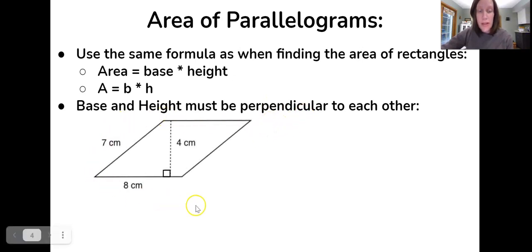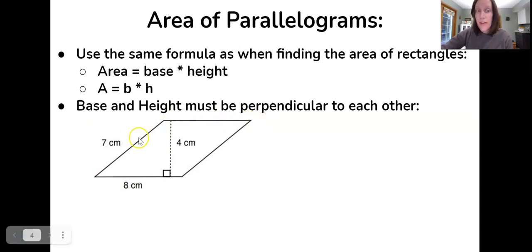In this parallelogram right here, you can see that there are 3 different measurements. When we are finding the area and we're doing base times height, the base is going to be one of our sides, and it's going to be the side that is perpendicular or forms a right angle with the height. So in this case, where we see this right angle symbol, that's what's going to show us where the base and the height are. 8 centimeters is our base, this line. 4 centimeters is our height. It is the distance from this line to the opposite line in our parallelogram.